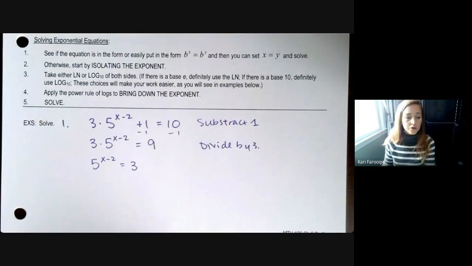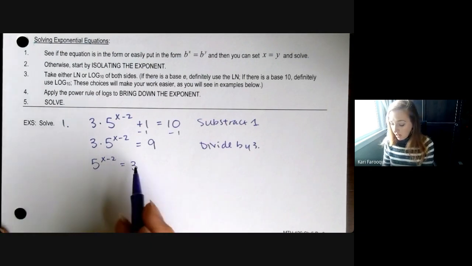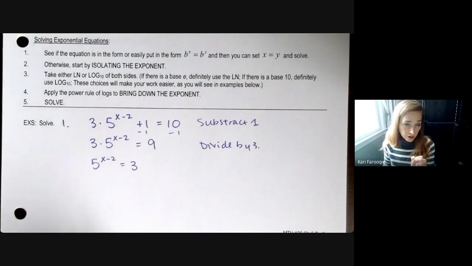Just like you're solving for x in a regular old linear equation, it's just that now we don't really have a linear situation, but we've isolated the variable expression. Whatever you do, don't try to add 2 on both sides because it's in the exponent, not really 2. It's in the exponent. You can't touch it.